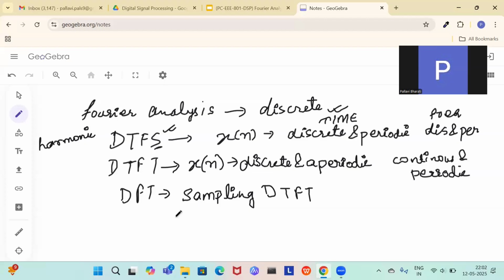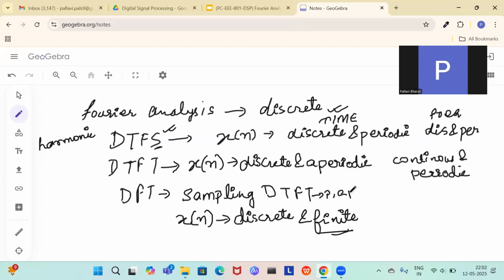Or we say that we are taking x[n], which is discrete. It can be periodic or aperiodic, that is the second part, but it should be finite. Finite is the more important word here. In the case of DTFT, the length of the signal could be infinite, but here it has to be finite. Periodic and aperiodic, both it can be, but the important thing over here is it has to be finite. And in the frequency domain, the continuous portion we are going to make discrete.